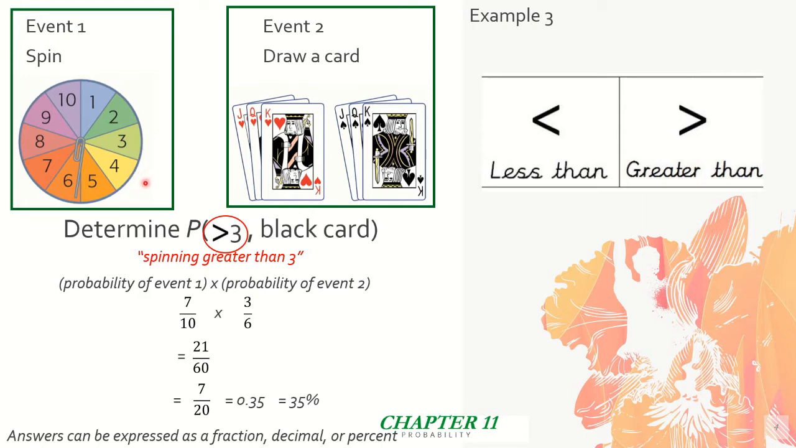So how many different choices do we have that are greater than 3? Well, we've got 1, 2, 3, 4, 5, 6, 7. So 7 out of 10 is our first fraction. And then the black cards, there's 3 out of 6. So that's our second fraction. 7 times 3 is 21. 10 times 6 is 60. I can divide a 3 into both of my answers here. So 21 over 60 becomes 7 over 20. And again, 0.35 is the decimal version of that, or 35%. Simple.